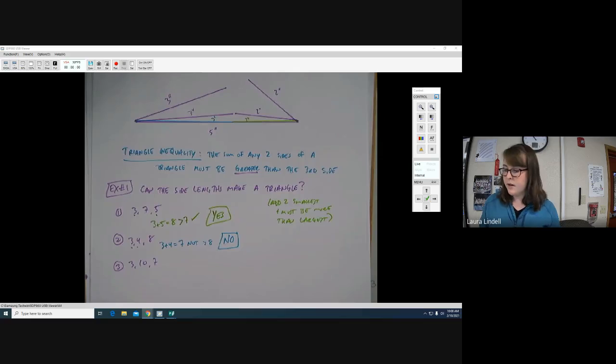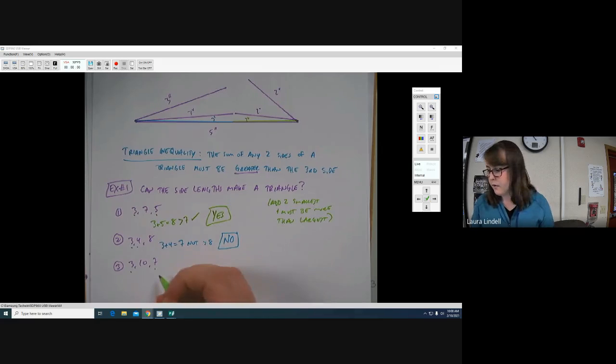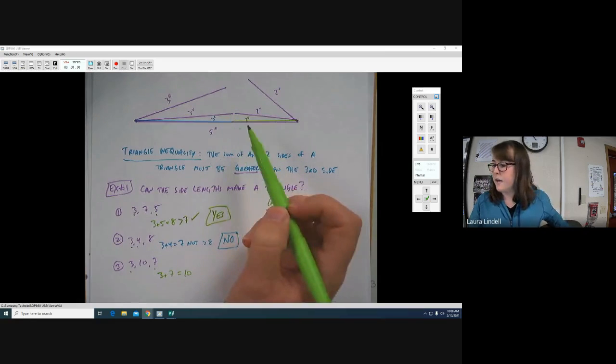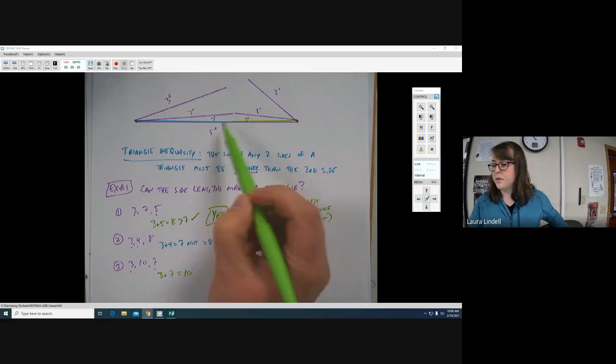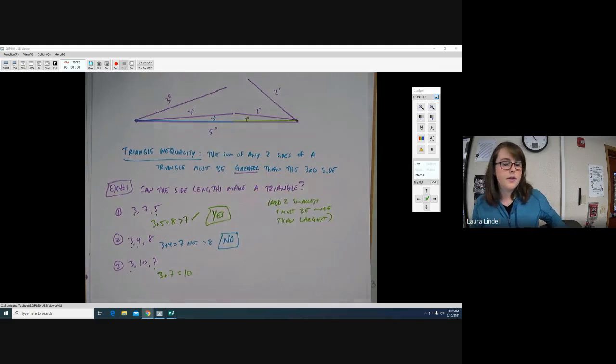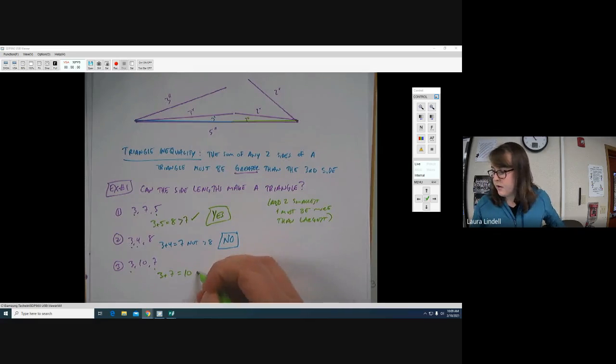All right, and then the last one, we have 3, 10, and 7. Our smallest two are 3 and 7. So we'd go 3 plus 7 equals 10. But that's like a scenario that we saw up here where we had 2, 3, and 5, where the two smallest equal the biggest when they're added together. So that's a problem. That's also not greater than 10.